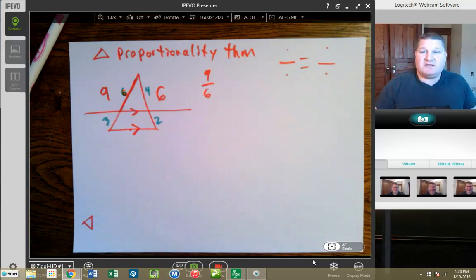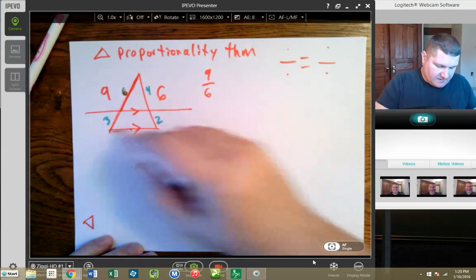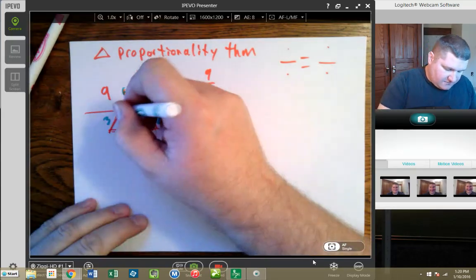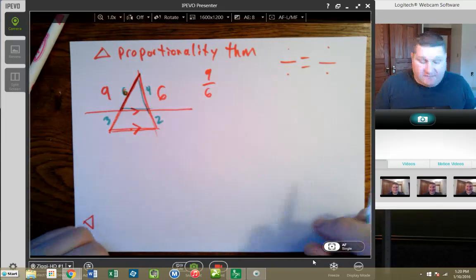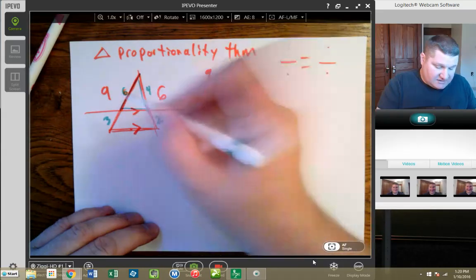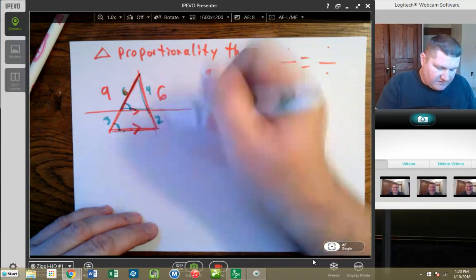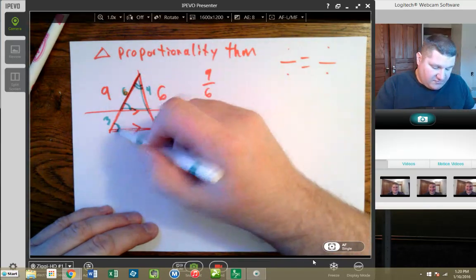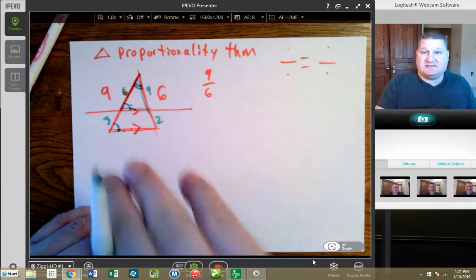Now, what can we say about the larger triangle and this triangle here? Well, obviously, they're going to be similar because if these two lines are parallel, this angle is congruent to this angle. This angle is congruent to itself. So now I have one pair, two pairs in these two triangles. So those two triangles are indeed similar.